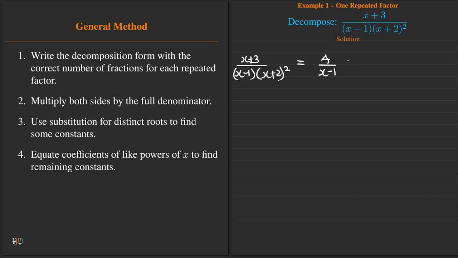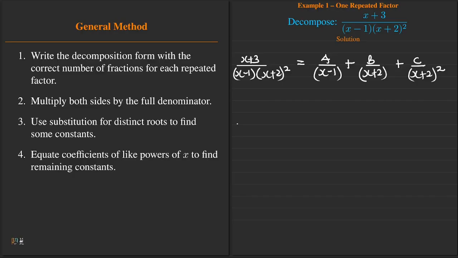Then we have plus. For the repeated factors, we'll first of all take our b over x plus 2, so the first repeated factor, and then plus c over x plus 2 all raised to the power 2. So with this, you are 80% done, as I said. The rest is up to you to take your time and then solve.